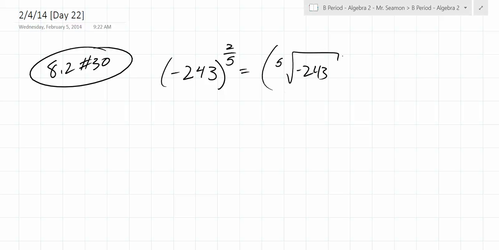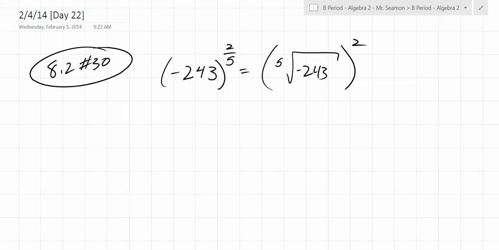243 to the second power, right? And you could do the square and then the fifth root. Why wouldn't you want to square it first? Yeah, don't make things bigger. Make it smaller rather than bigger. So you're looking for the fifth root of negative 243. That is a root that you might know.